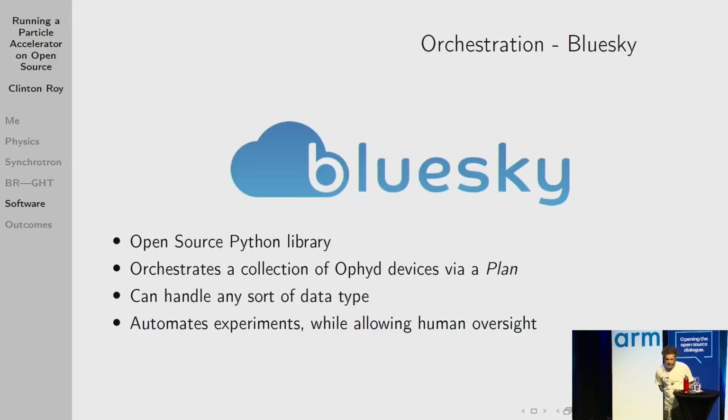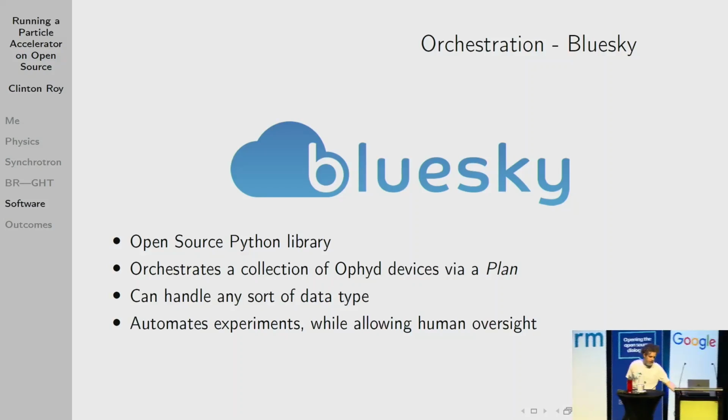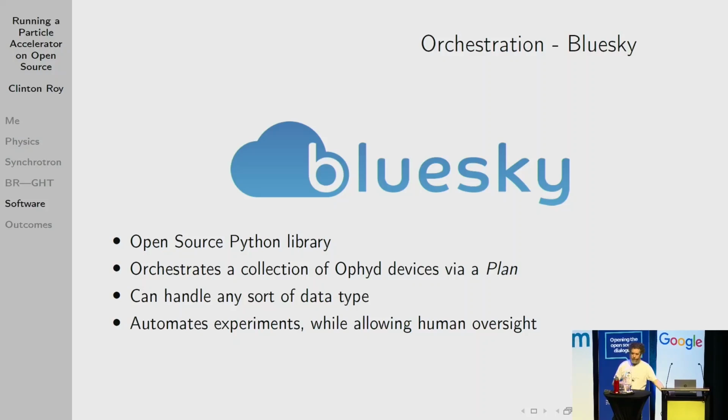So Blue Sky is the high-level orchestration system, and I get to write lots of high-level plans that stage, trigger, and read all of the devices on the beamline to run an experiment. Typically, to run an experiment, I'll be moving like 150 motors and firing off maybe 30, 40, 50 detectors. We have a lot of temperature detectors. We only have one or two X-ray detectors. We might have some other auxiliary devices like spectrometers and stuff.